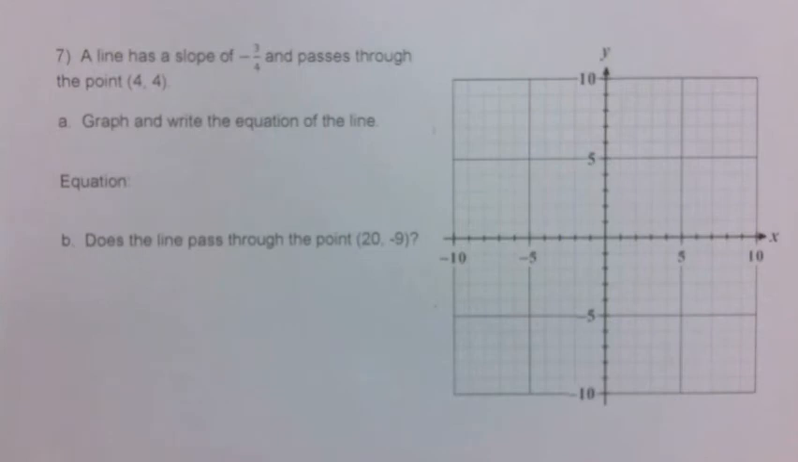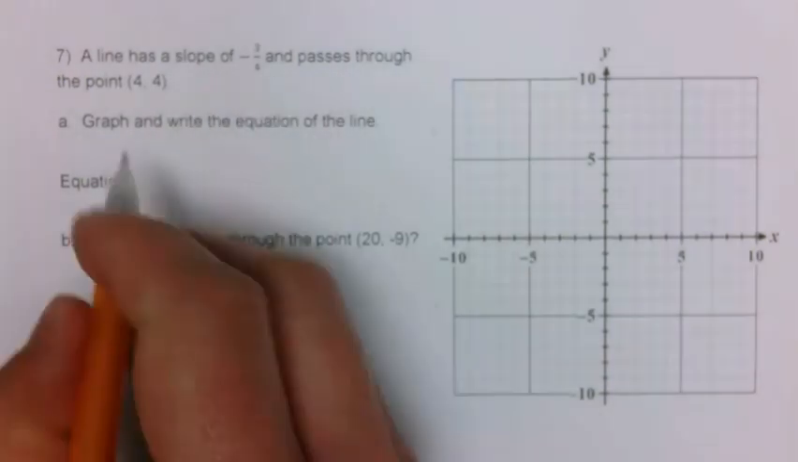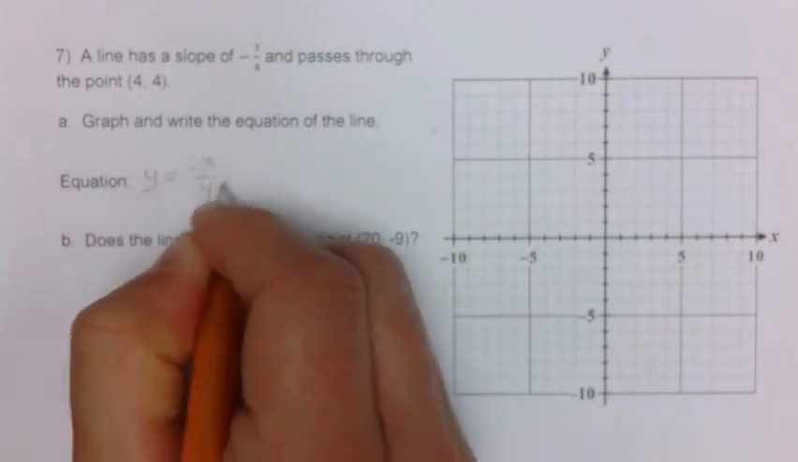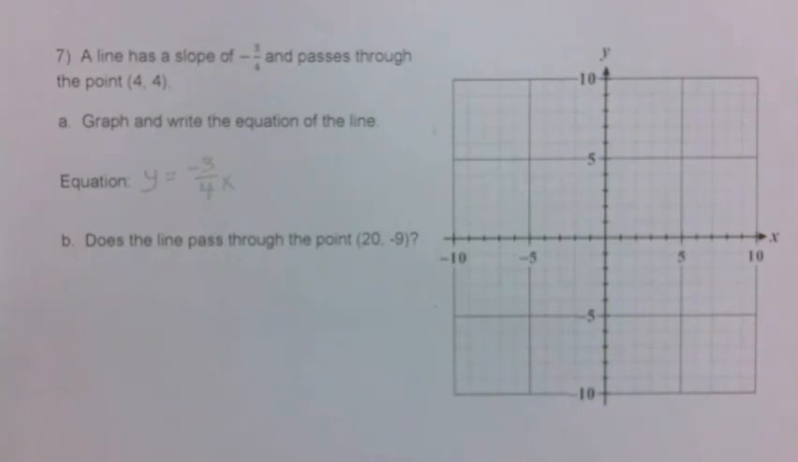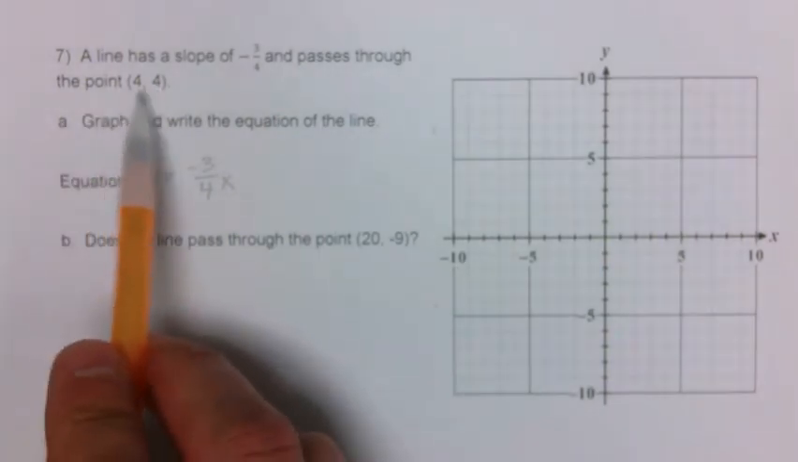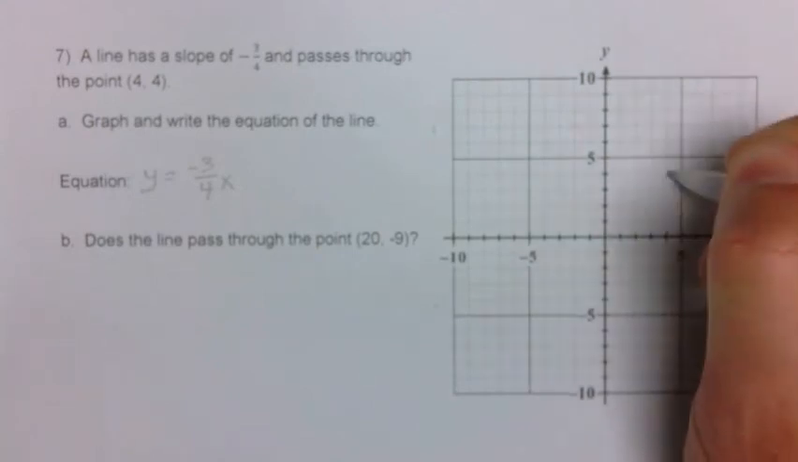In example 7, they tell us that a line has a slope of -3/4 and passes through the point 4, 4. They want us to graph and write the equation of the line. Okay, well, fortunately, they gave me the slope, so I know my equation is going to start out as y equals -3/4 x. And now I just have to figure out what the y-intercept is going to be to finish this equation. Now they told me the line goes through the point 4, 4. So let's plot that point. Here's the origin, 4 units to the right, 4 units up right here.